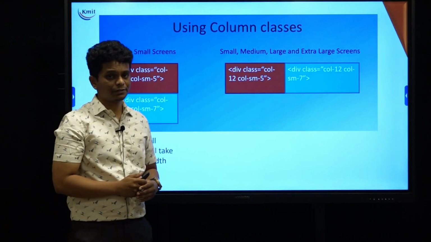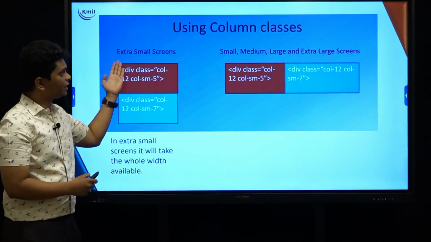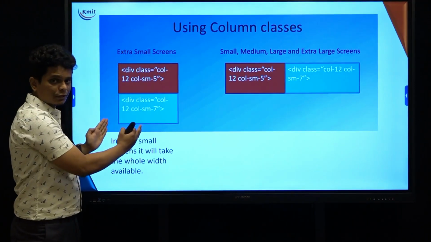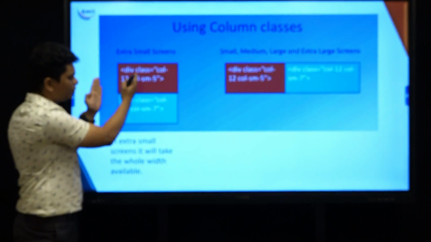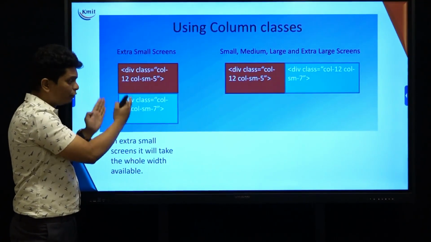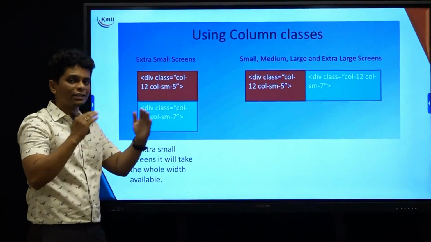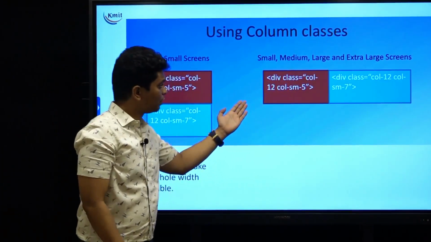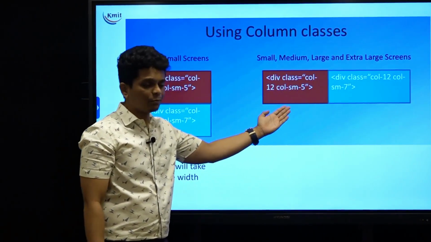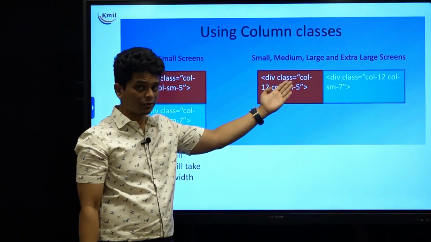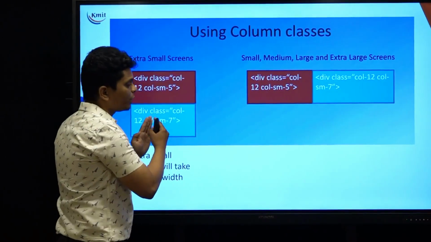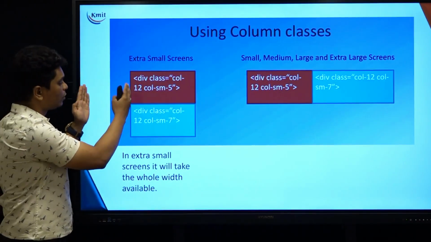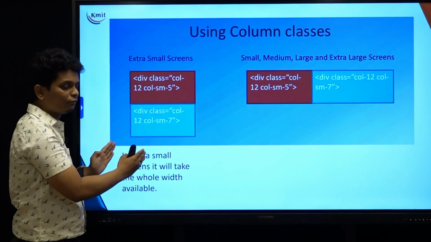This explains it best. Imagine you have an extra small screen, the column will collapse. Collapse in the sense, the columns will be shown one below the other in a vertical way, and this will occupy the maximum screen on the small screen. Whereas if you are looking at the same on small, medium, large and extra large screens, it will occupy the space horizontally. In the extra small screen, it will occupy the complete width of the screen.